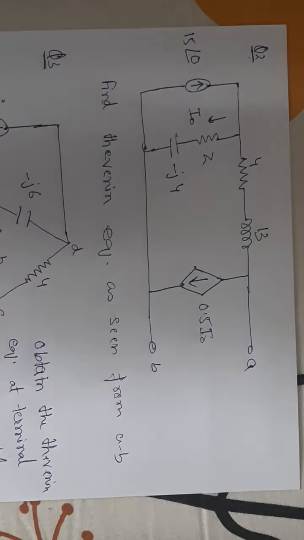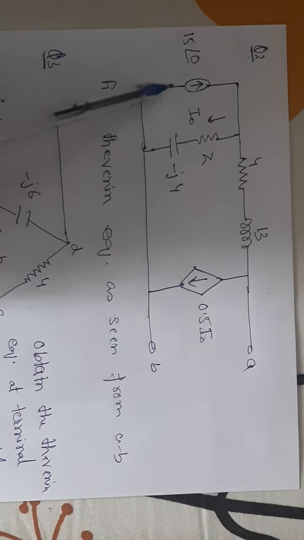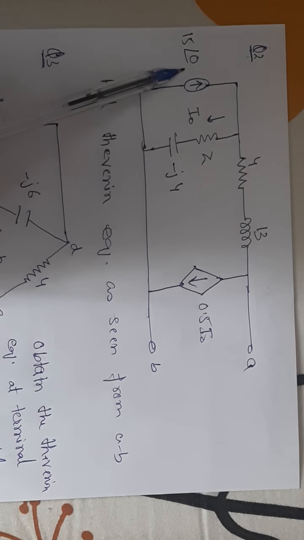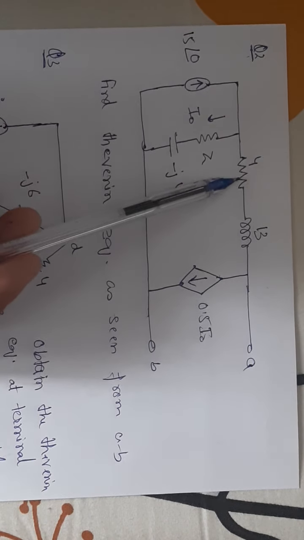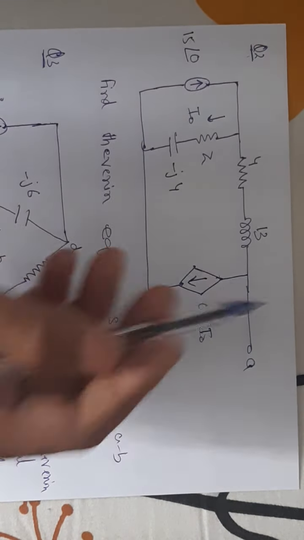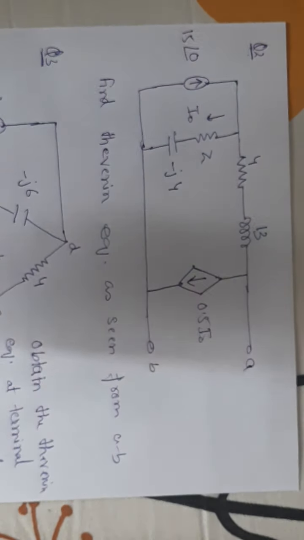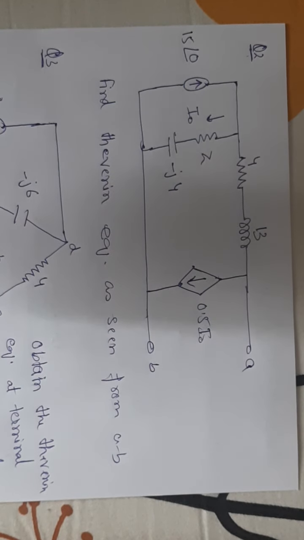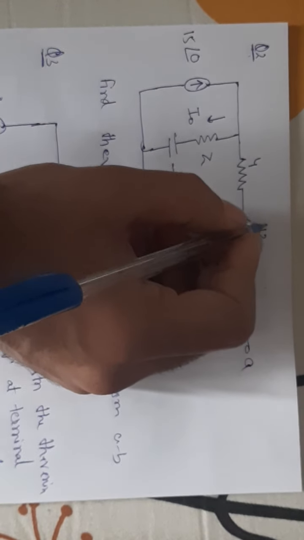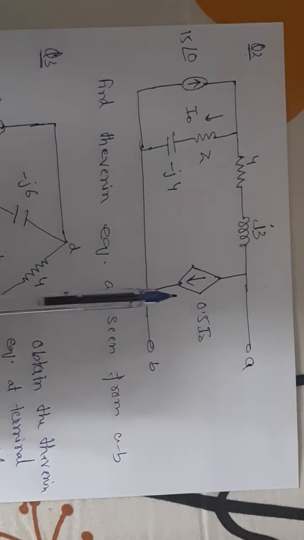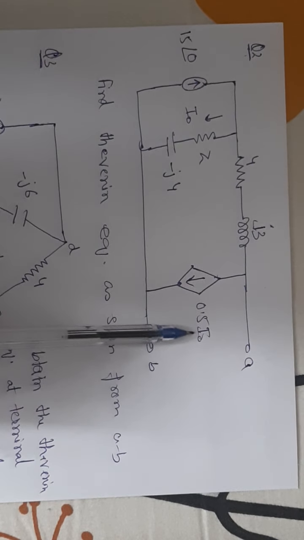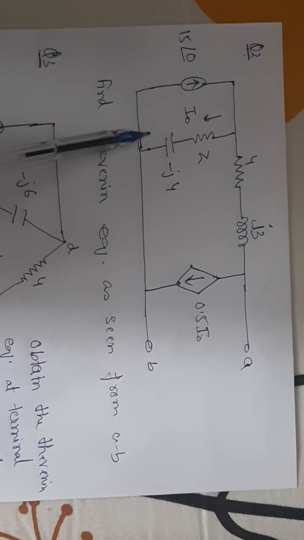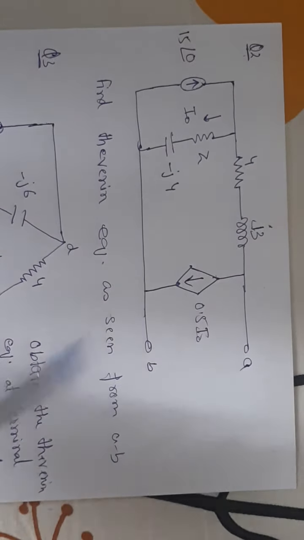Now the second problem I am giving you: you have this current source 15 angle 0, a resistor of 2 ohm, a capacitor. Here you have a resistance and an inductor. I think it should be 13j. Let me check the problem again. It is 3j. And a dependent source of 0.5 I naught, where I naught is the current flowing in this branch. You have to determine the Thevenin equivalent across the terminals A and B.